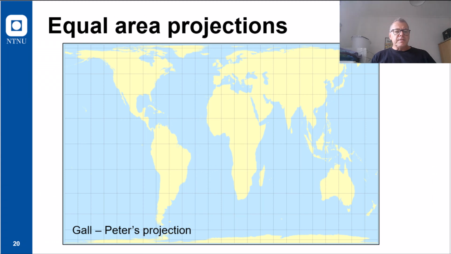In 1973, Arno Peters published his area-corrected map projection. Area-correct projections have been made since the 18th century, and although Peters presented the projection as new, it was very similar to Gall's map projection. The projection is therefore referred to as the Gall-Peters map projection.